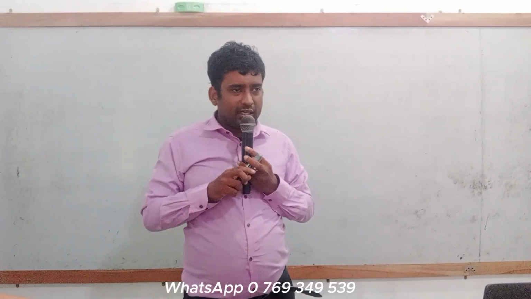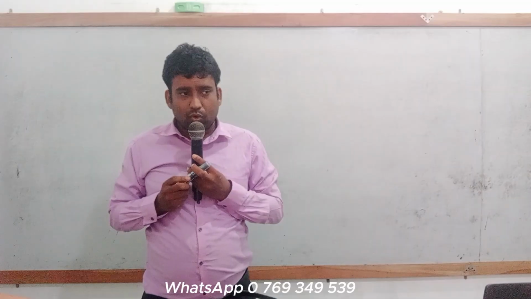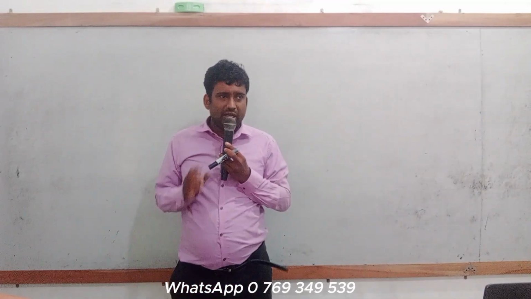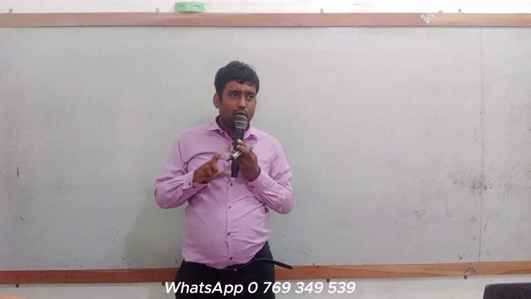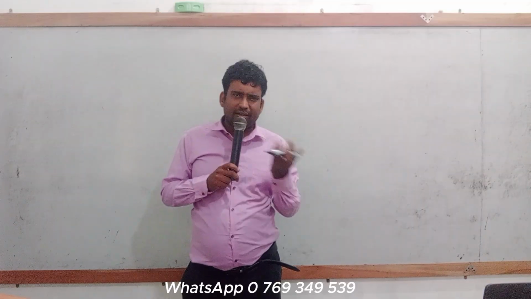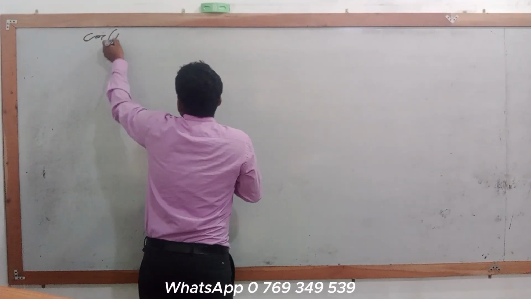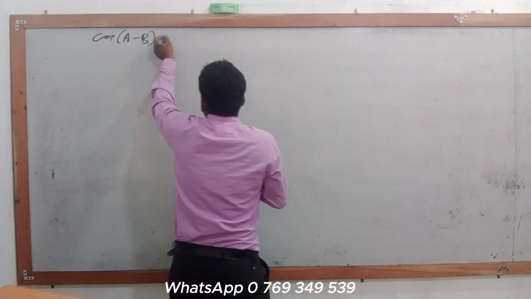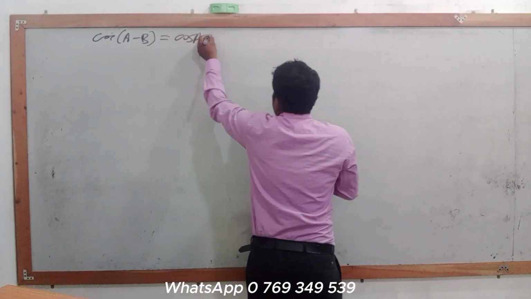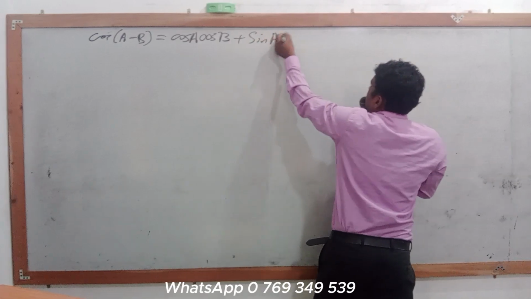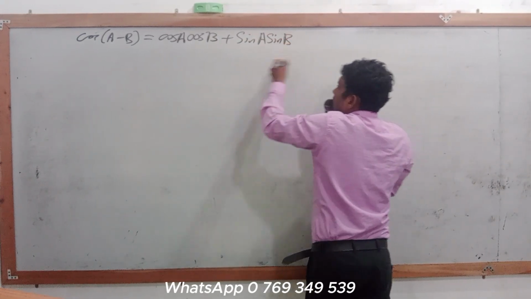Next one, question number 4. Write 4a. Write down cos(A minus B) in terms of sin A, cos A, sin B, cos B. That is easy. We know that cos(A minus B) is cos A cos B plus sin A sin B. Very easy.